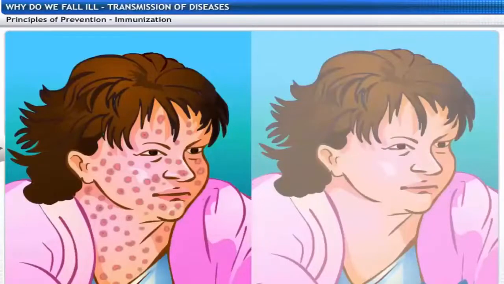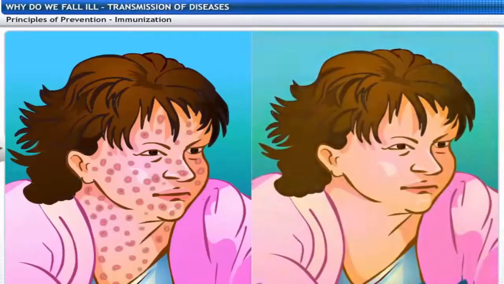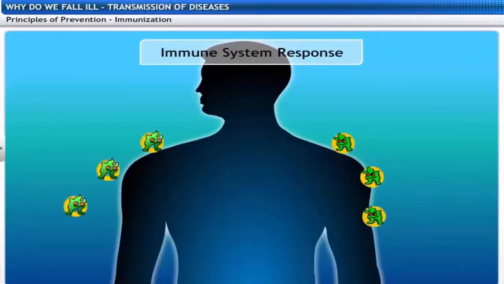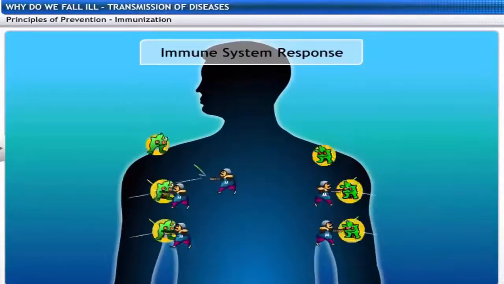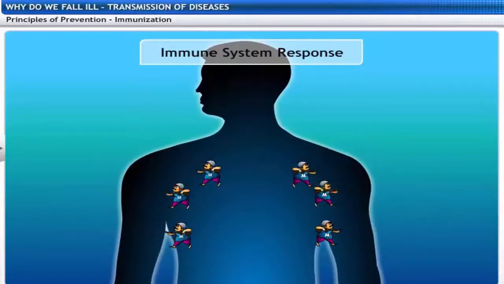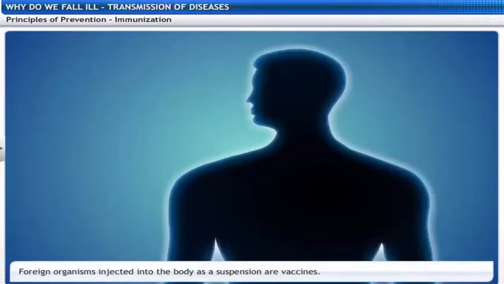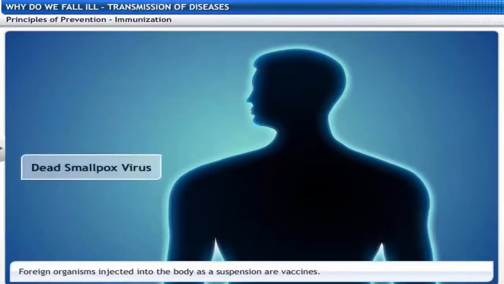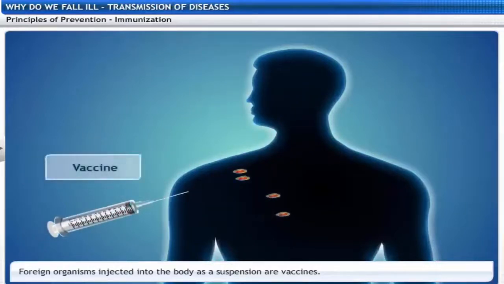We already know that if a person has smallpox once, there is very little chance of suffering from it again. Remember, I said this happens because when the immune system first encounters an infectious microbe, it responds against it and remembers it specifically by producing memory cells. However, you can prevent a virus like smallpox from infecting you the first time through vaccinations. In this process, foreign dead smallpox virus is injected into the body as a suspension. This is called a vaccine.